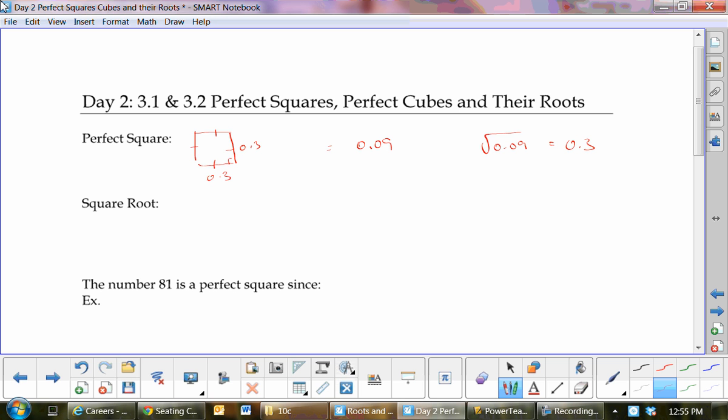Now, a square root is kind of like the opposite, because 0.3 squared is 0.09, and as you see, the square root of 0.09 is 0.3. Because it's the very basic, the simplified. Get to the root of the problem. Let's just get right down to the basics. Because the square root of 49 is 7.